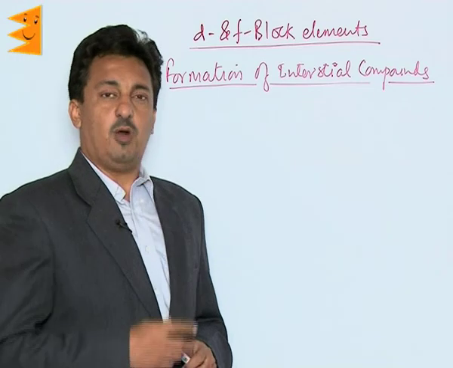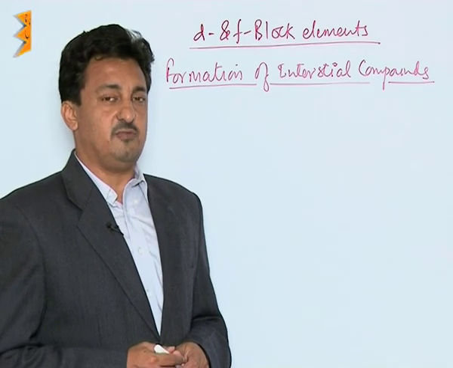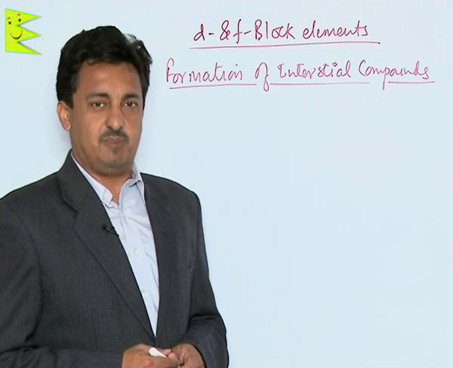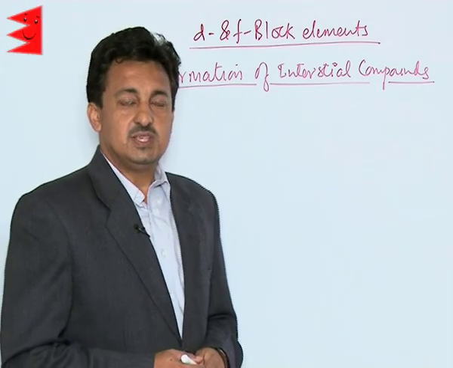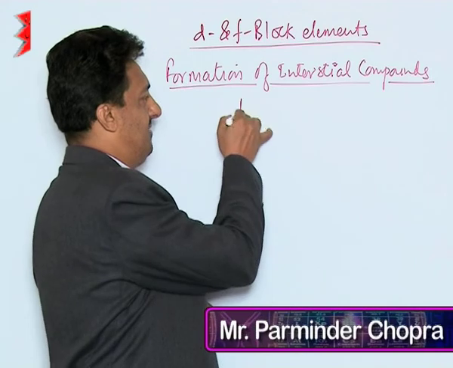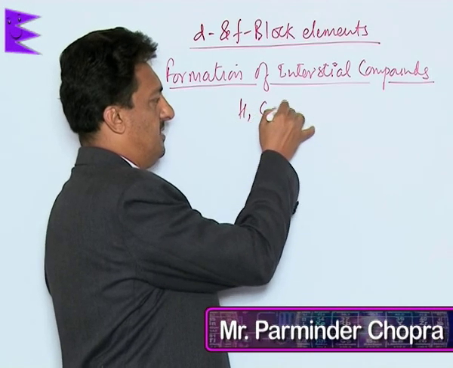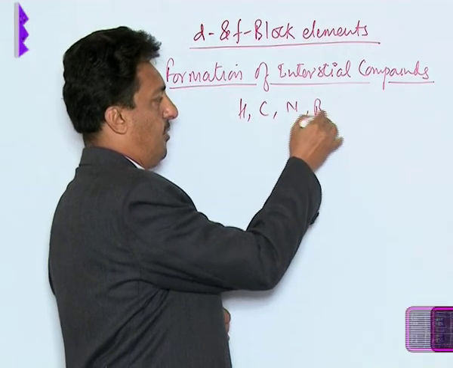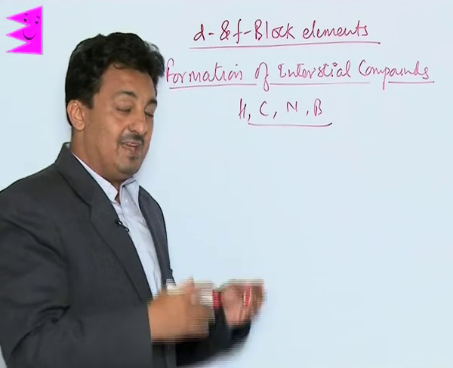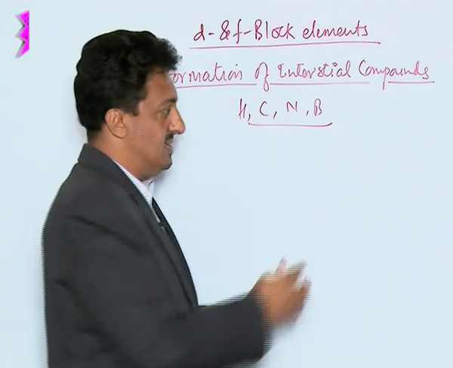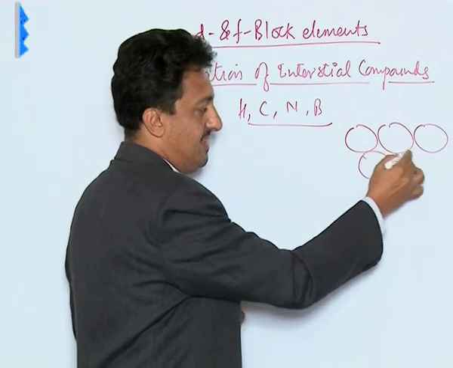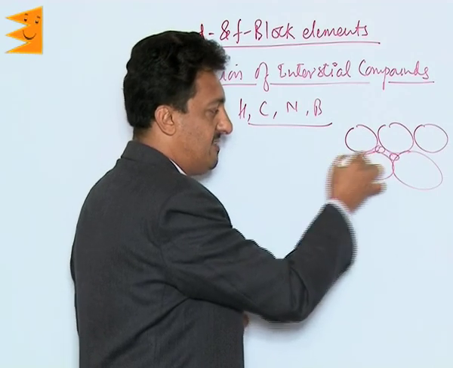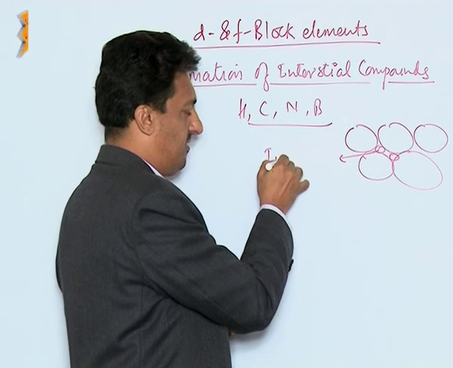Another very unique property of the transition elements is the formation of interstitial compounds. So we'll be discussing here the formation of interstitial compounds. What happens is very small elements like hydrogen, carbon, nitrogen, boron, etc., when they are mixed in the molten state with these elements, easily enter into the lattices of these elements and occupy these interstitial voids or spaces.